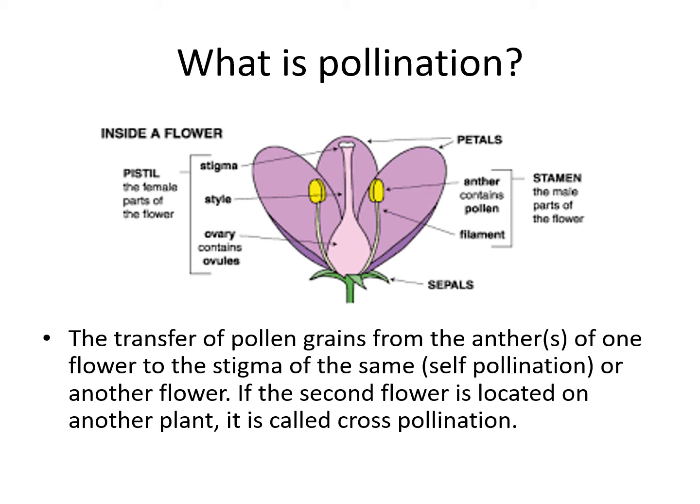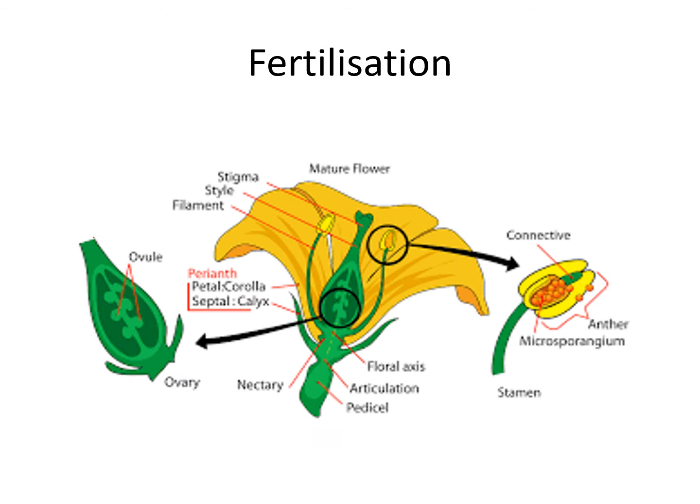The flower that it moves from and to, it could be within the same flower, it could be from one flower to another on the same plant, or it could be from one flower to another flower on a different plant. This is different from fertilization. Fertilization happens after pollination. So during pollination, the pollen grain is moved from the male part to the female part.